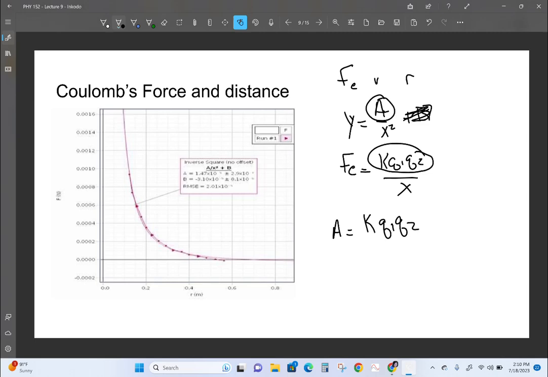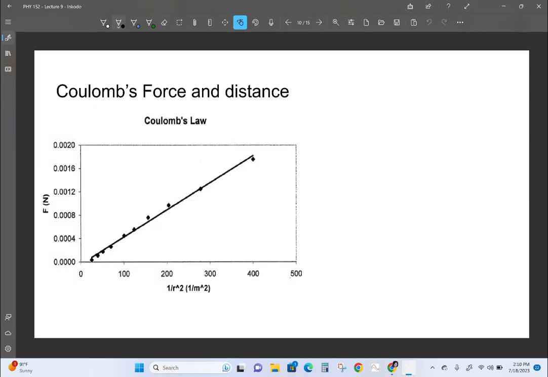Also, if we want to verify that this is indeed an inverse square relationship, instead of plotting F versus r, we can plot Fe versus 1 over r squared. We rearrange it so you can see that it would be equal to k q1 q2 times 1 over r squared. So if we plot this on the y-axis and this on the x-axis, we should get a line.